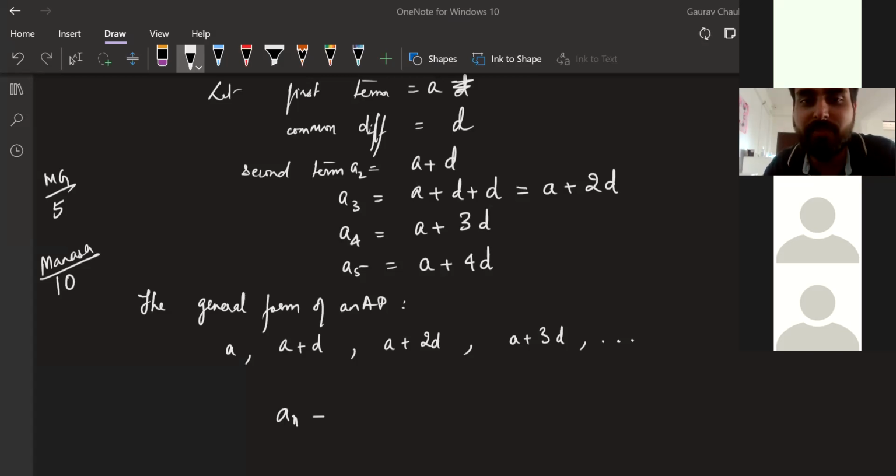Basically, MG is saying, sir, if I have a 100, it will be a plus 99d. Okay. So 99 times you're adding the common difference. That's what MG is saying. And that's absolutely right. And Mansa has made a generalization of that.